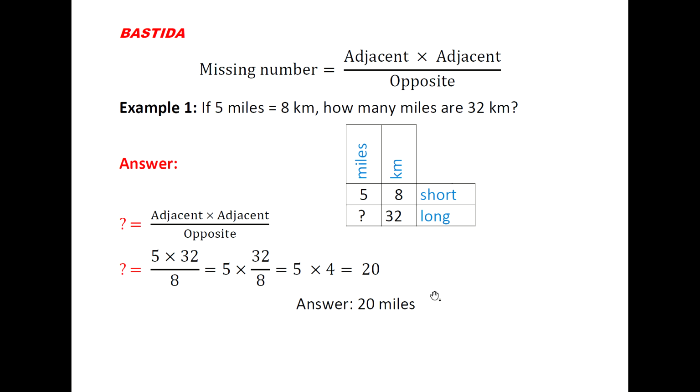Actually, there are other ways of getting the answer, because to go from 8 to 32, we multiply by 4. So 5 multiplied by 4 gives the answer, 20. So once we have placed the three numbers in the proportion square, it is easy to get the answer. It can be done in different ways. But we can apply this formula that is a very straightforward way of getting the answer.